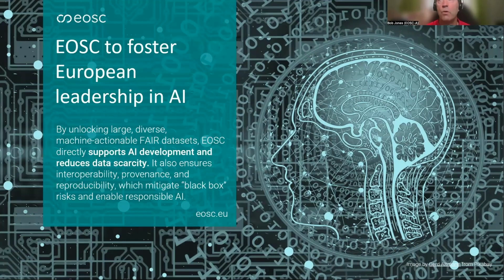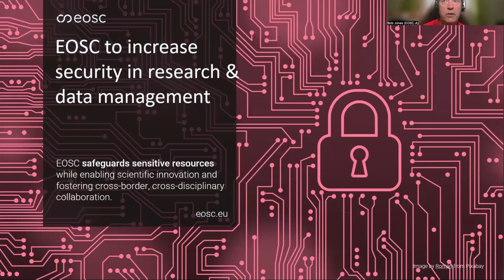Well, first of all, helping us to foster European leadership on artificial intelligence by supporting access to FAIR data, which will reduce the data scarcity and ensure that Europe stays at the forefront of artificial intelligence based on factual data. And also increase the security in research and data management by putting in safeguards for these sensitive resources. You've seen what we've been putting in place with the authorization, authentication, access policies, and cybersecurity structures as well. And this will help us in this cross-border, cross-disciplinary collaboration.